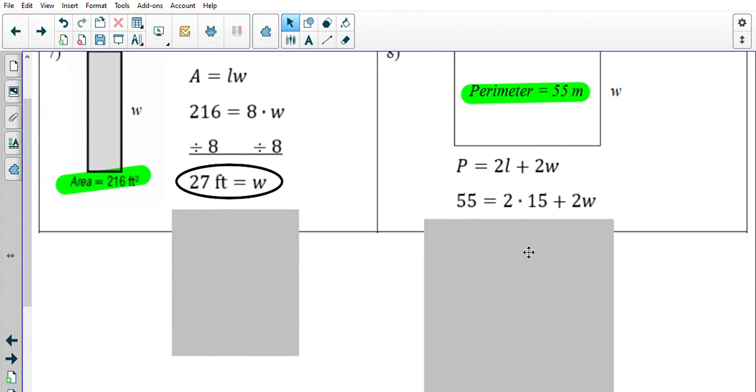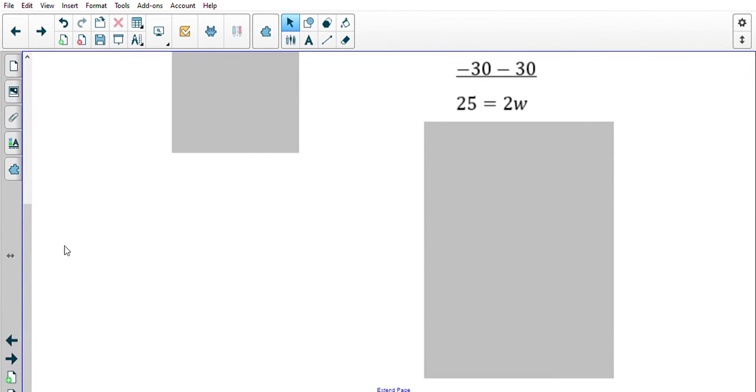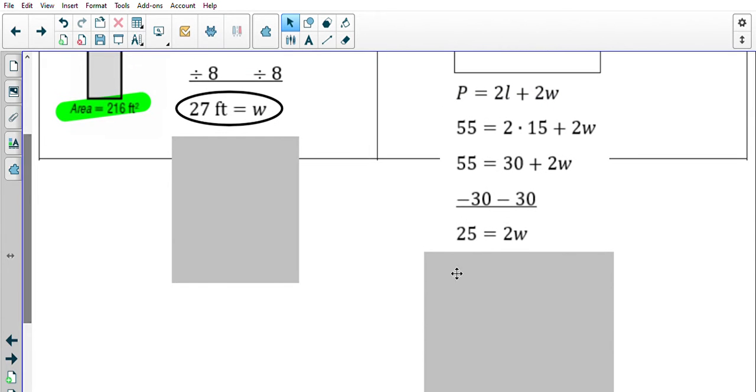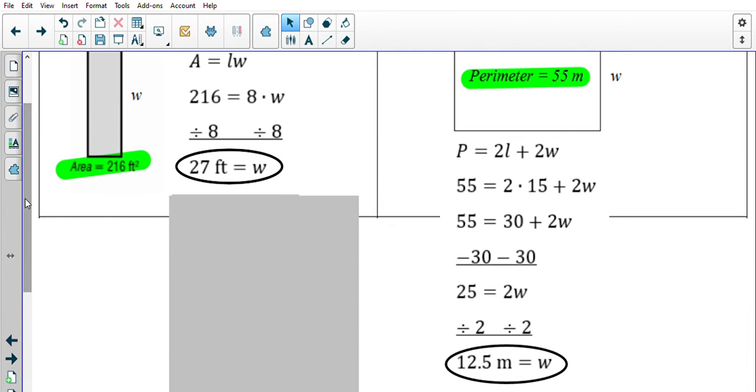2 times 15 is 30, and now it's just a two-step equation. We'll subtract 30 from both sides. 55 minus 30 is 25. So we have 25 equals 2W. My last step is to divide by 2. That's going to get us a width of 12.5 meters. The perimeter ones are a little bit more challenging because you have a two-step equation instead of a one-step equation.